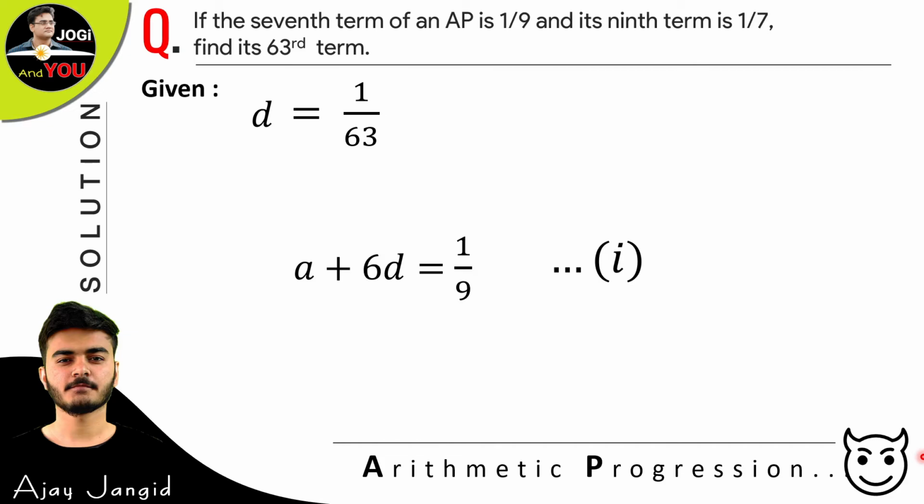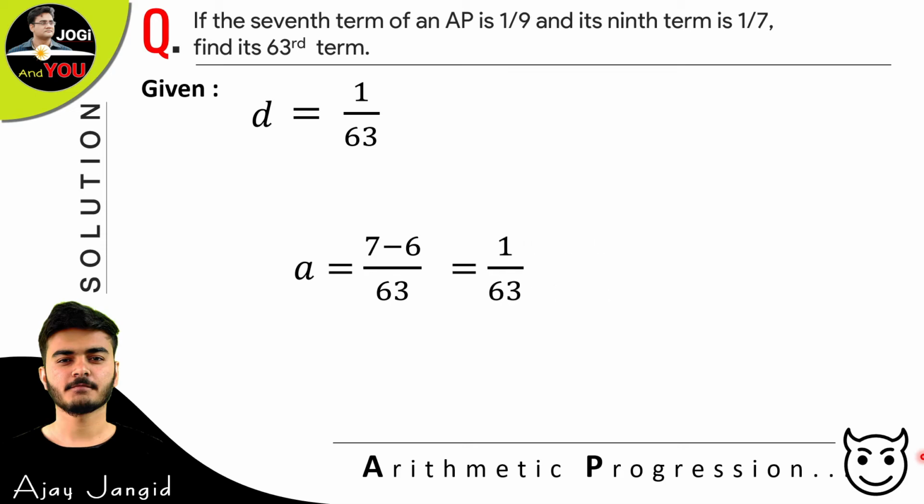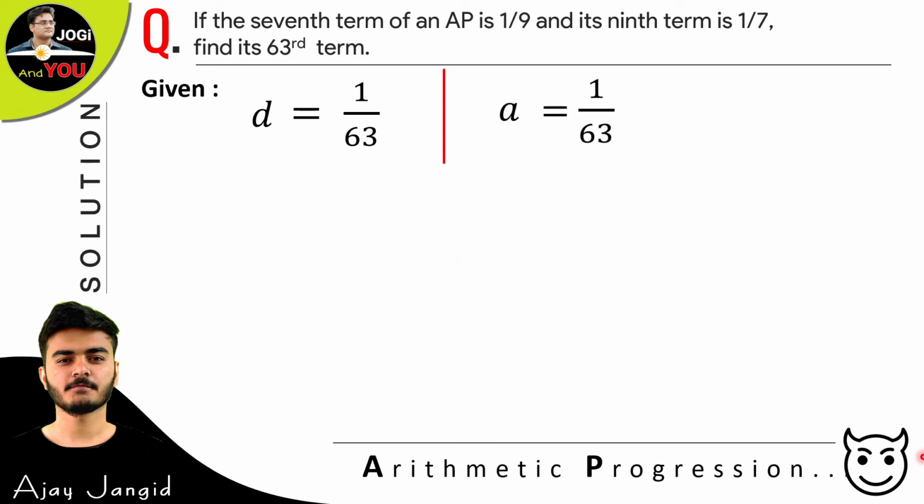Replace d with 1 upon 63, and then after transferring, we have a is equal to 1 upon 9 minus 6 upon 63. Just take the LCM and we have (7 minus 6) upon 63. And then we have the value of a equal to 1 upon 63. Take this value of a aside here. Now we have the first term a and the common difference d.